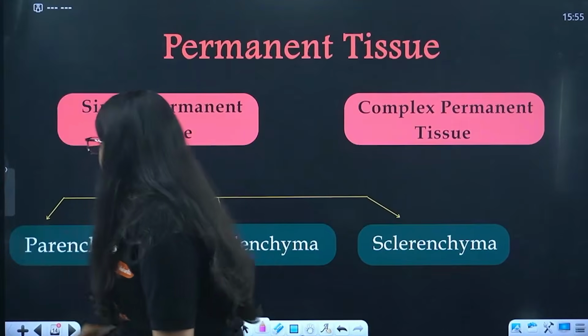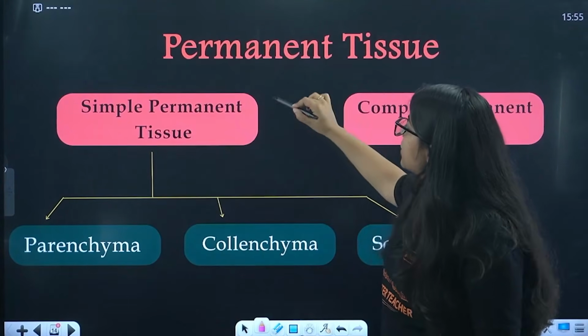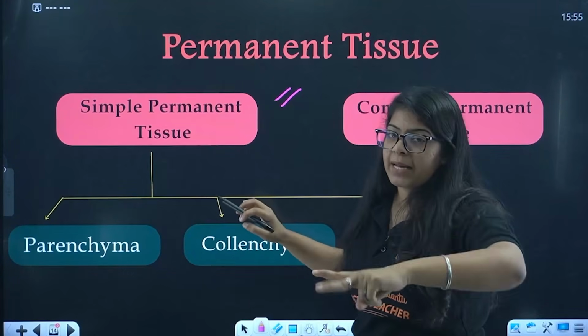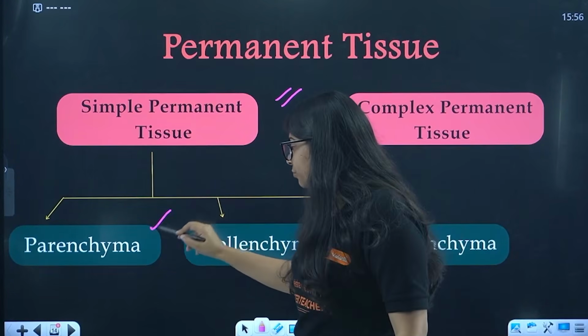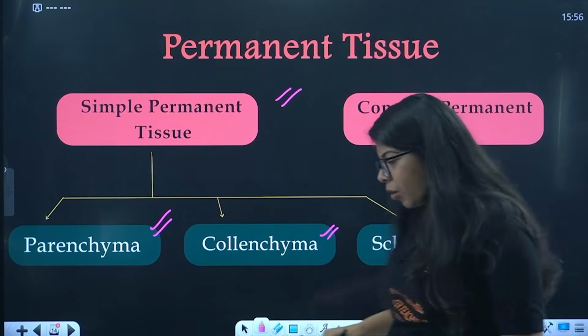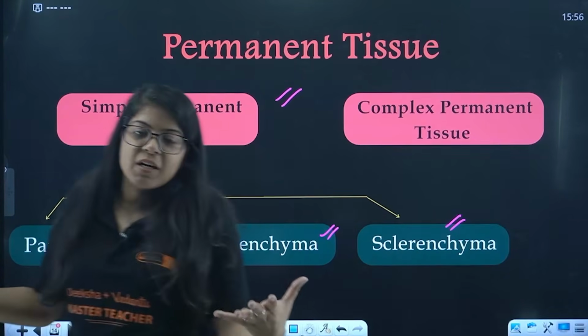Simple permanent tissue has three parts. Permanent has two parts, then simple permanent has three parts. What is that? Parenchyma, collenchyma, sclerenchyma. Ma'am, what are those difficult words?